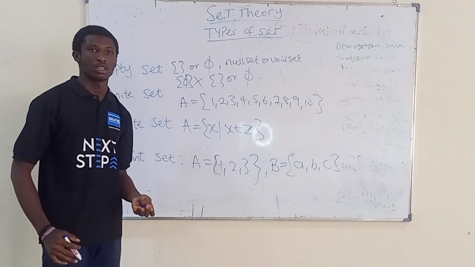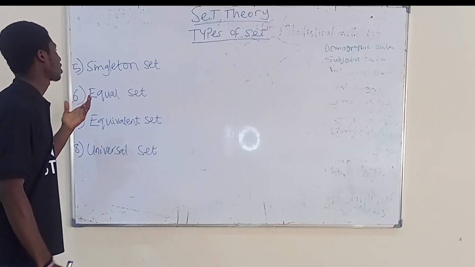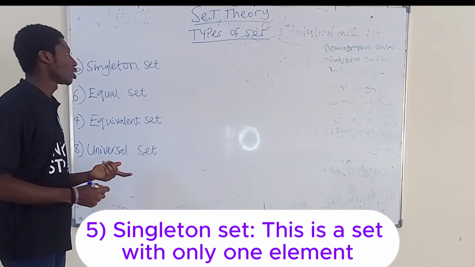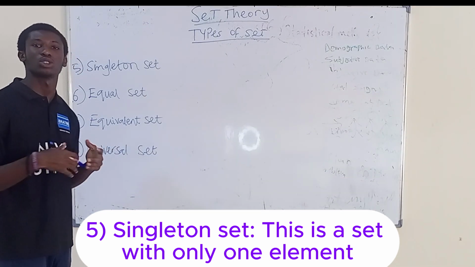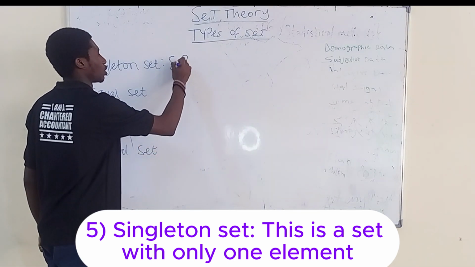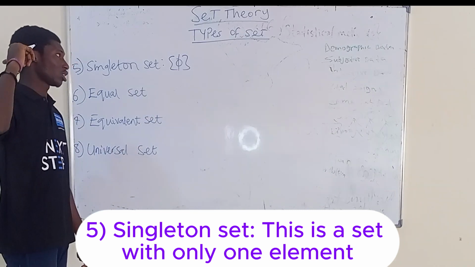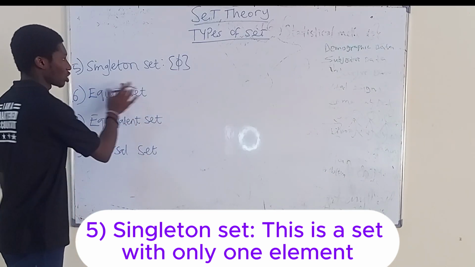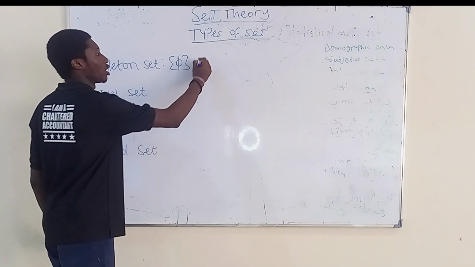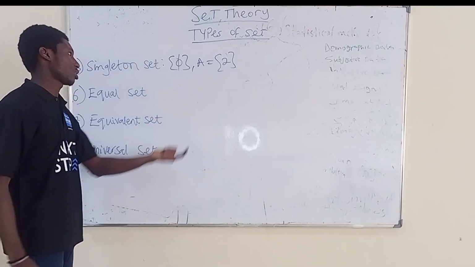So they will be regarded as a disjoint set. The fifth one will be your singleton set. Now, a set is said to be singleton when it contains only one element. Like the previous example I spoke about when I spoke about the empty set, if you write something like this, this is a singleton set and not an empty set. It was not an empty set because it is a singleton set, meaning it contains only one element. So if you have a set A, which is what? 2. This is a singleton set.